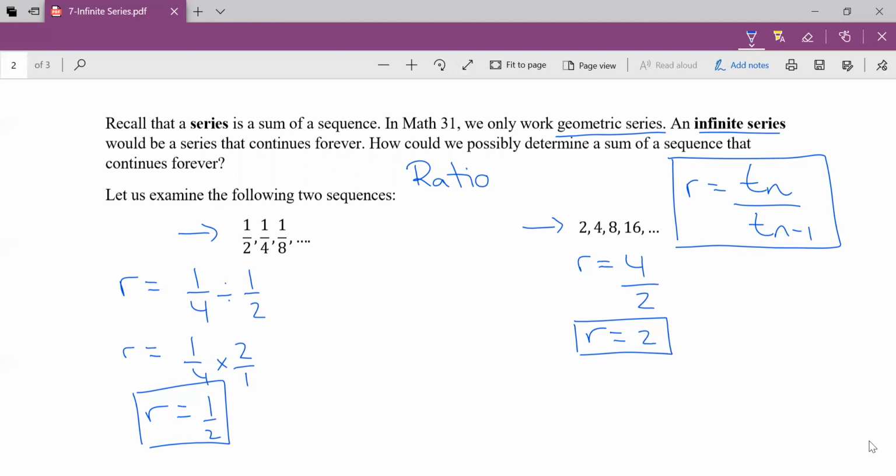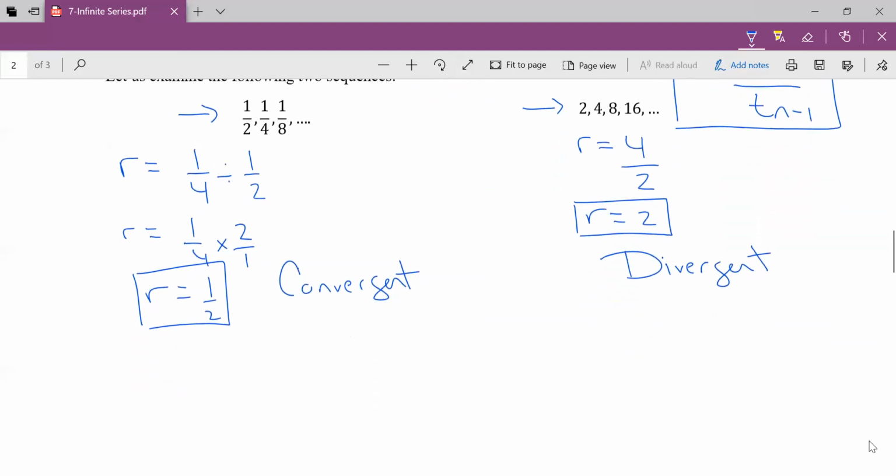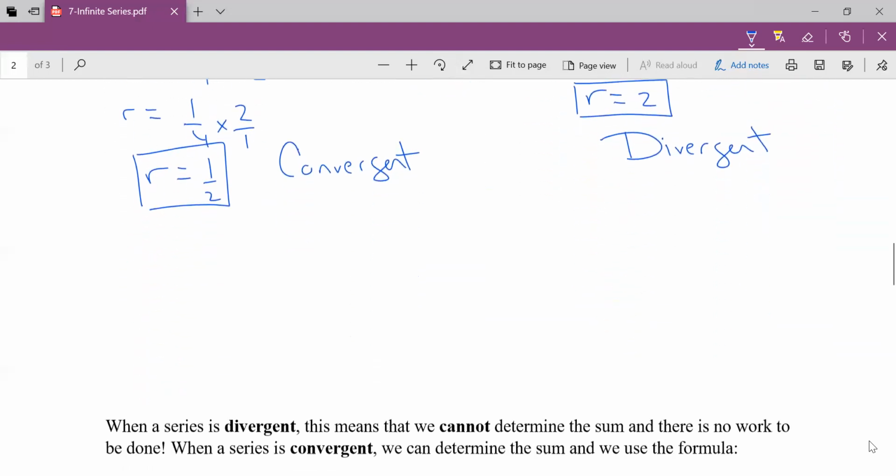When the ratio is smaller than 1, that means it's going towards a value that we can find, a limit. This tells me I'm convergent. And when my ratio is bigger than 1, I'm moving away from a single number. I'm going to call that divergent. Just like that, my friends. So the first thing we want to analyze is, what is our ratio?